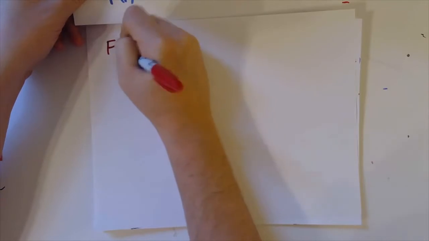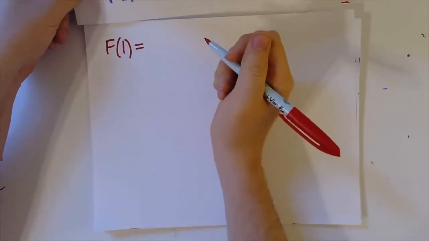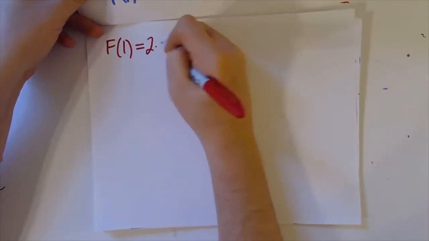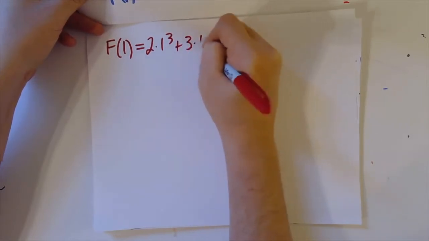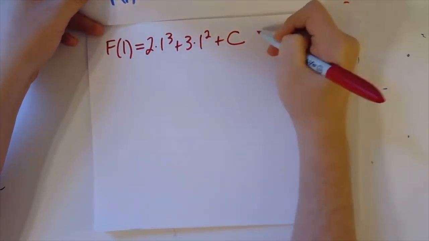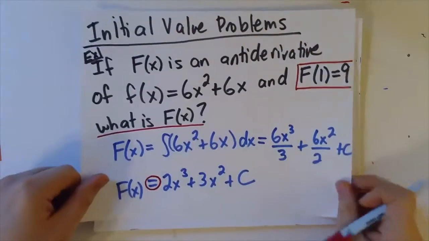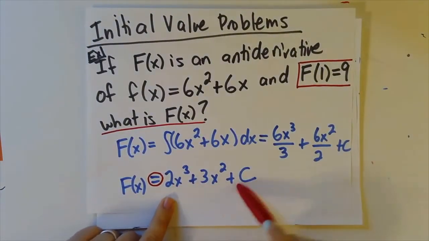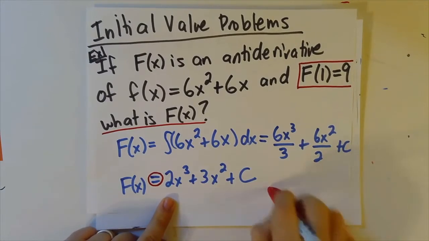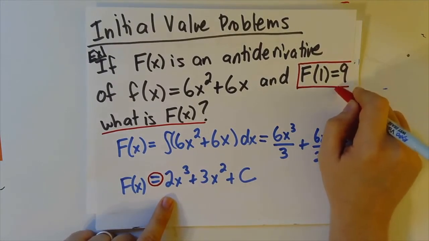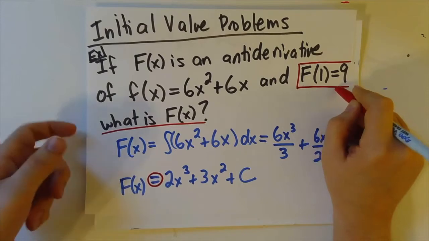So let's write that down. So F of 1 is actually equal to 2 times 1 cubed plus 3 times 1 squared plus c. But again, it's also 9. Okay, and so what I'm doing here is I'm putting together both this formula for big F of x and the fact that I was given in the problem that F of 1 is 9.